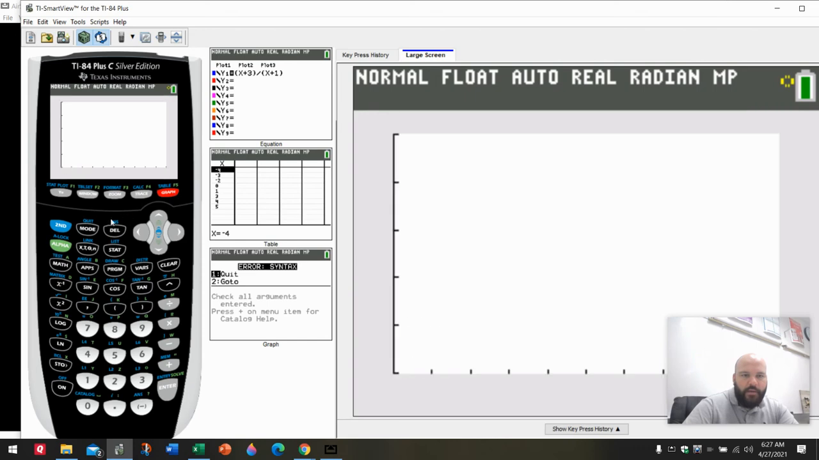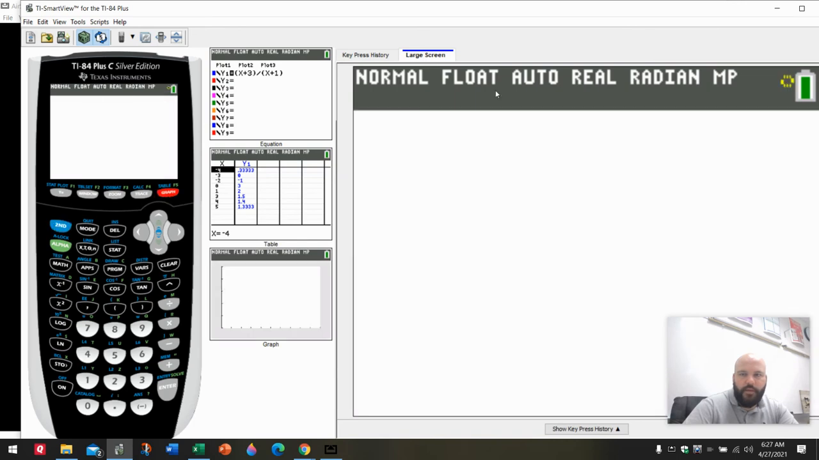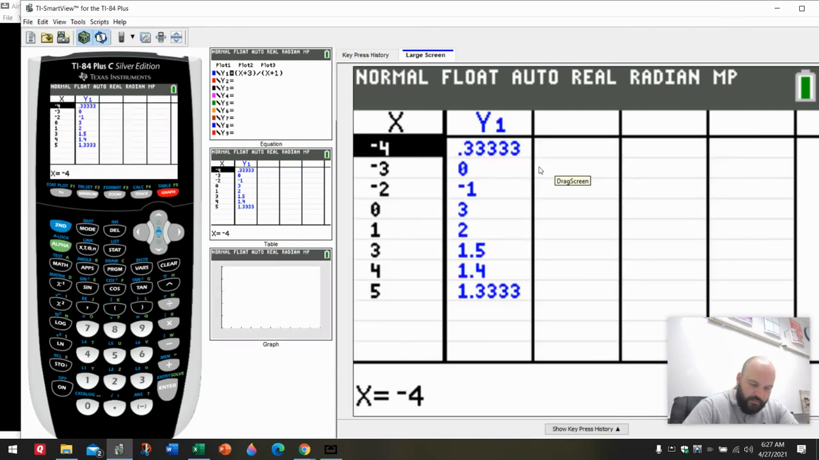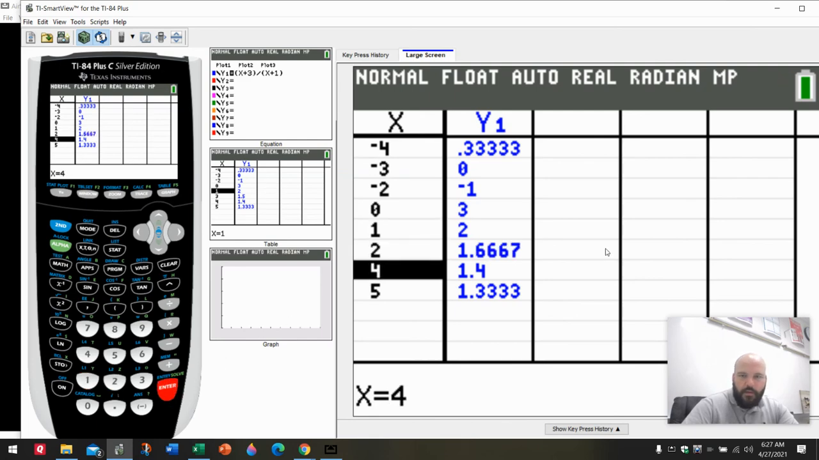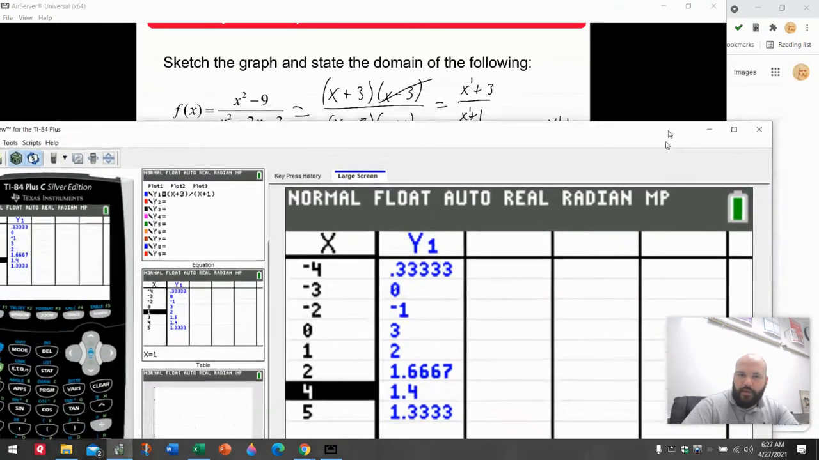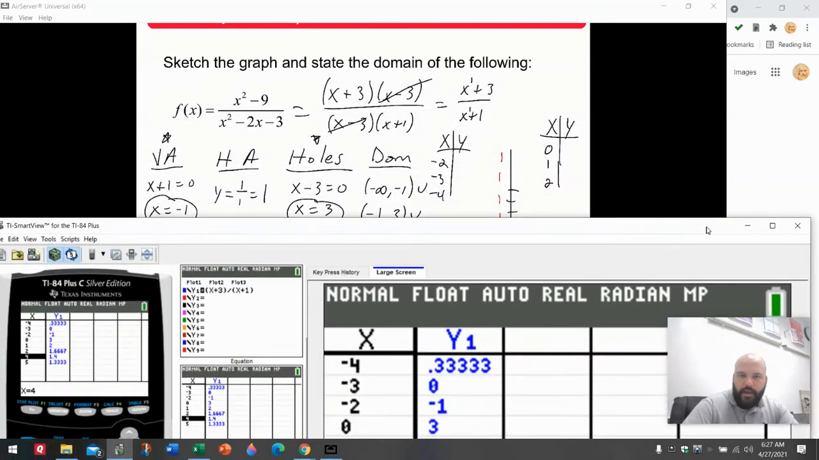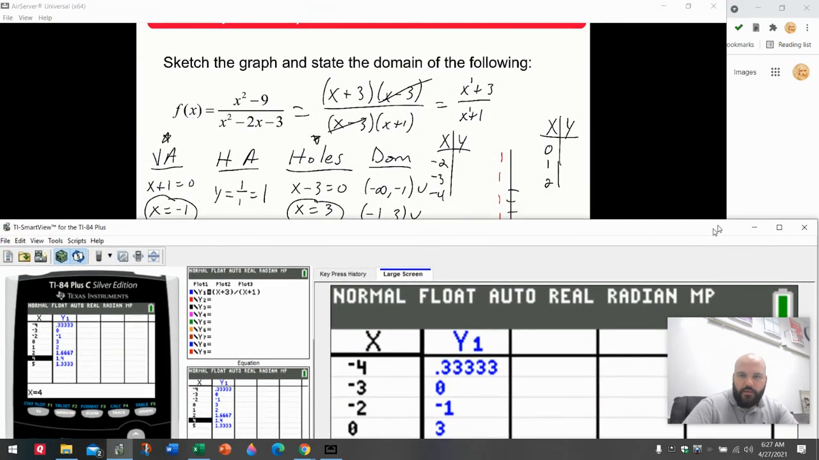And we can go ahead and go in. Oops, I don't want to graph it. I wanted to hit table, second table, and then get our values that we need, which we need -4, -3, -2, and then we need 0, 1, 2. So now we have those values.